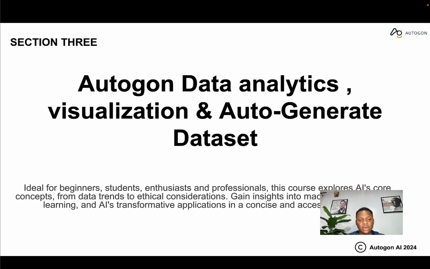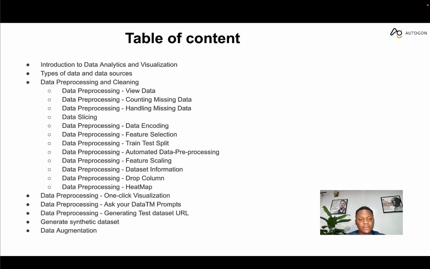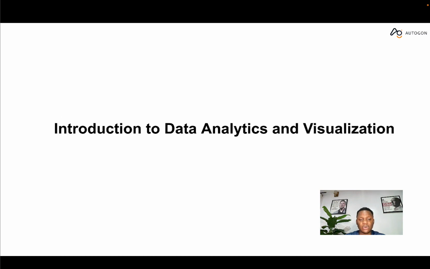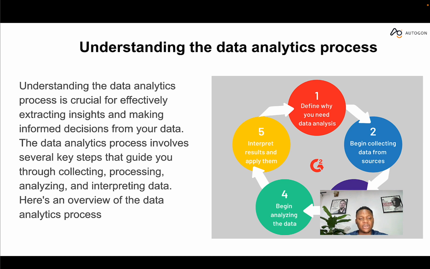So for section 3, we're going to be analyzing Autogon Data Analytics, Visualization, and Auto-Generate Dataset functionality. And yes, in line with analyzing all of this, here is the table of content from data preprocessing to types of data and data sources. We're going to dive deep into data preprocessing because data preprocessing is a very important phase of building interesting, accurate AI models.